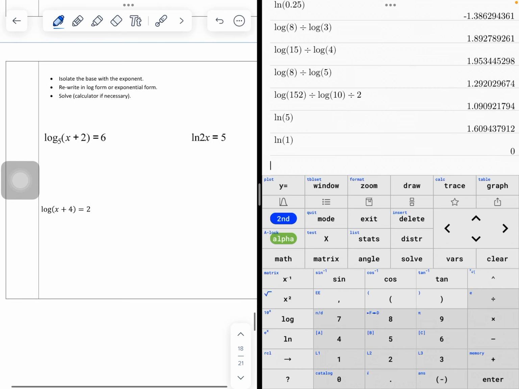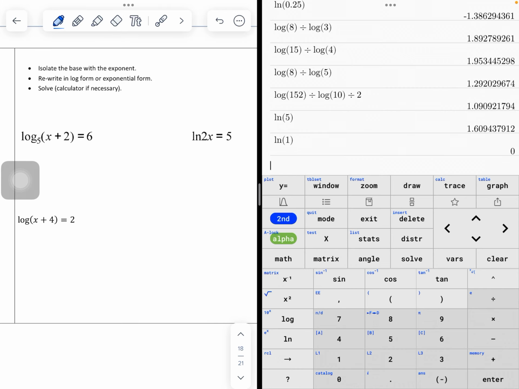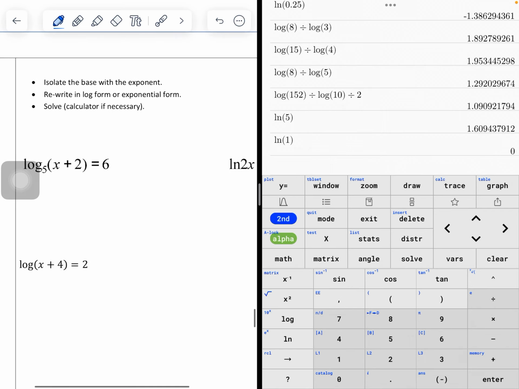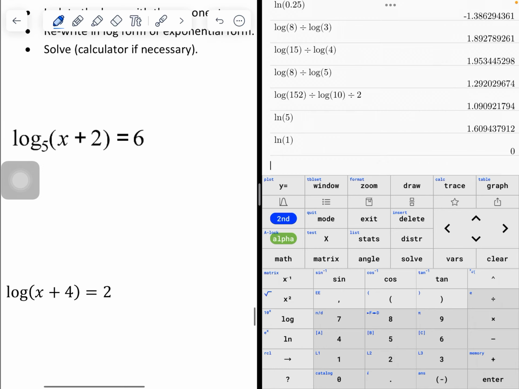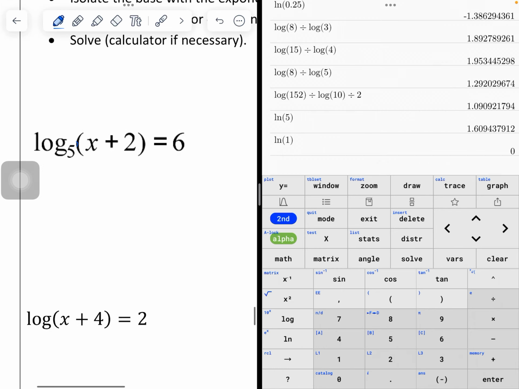All right, the last part here is, well, what if we have a log and we don't know how to solve for x when it's inside of the log? Here we want to do the exact opposite. We want to isolate the base with the exponent. In this case, we want to isolate the log, and then we want to rewrite it in the exponential form, then maybe use our calculator if we need to. So this one, we would swing our base over. It would be 5 to the 6th power equals x plus 2.